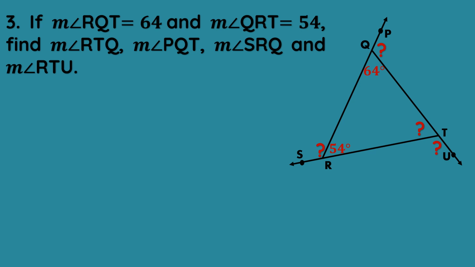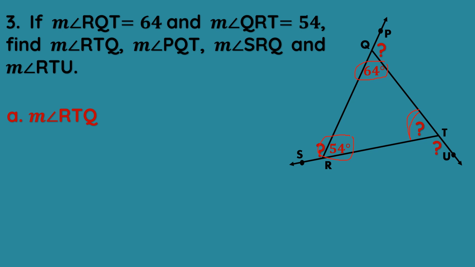We now solve for the measure of angle RTQ. Angle RTQ is an unknown interior angle wherein the two other interior angles are given, which are 64 degrees and 54 degrees. The triangle angle sum theorem states that in every triangle, the sum of the interior angles is 180 degrees. This theorem would help us to solve for the measure of this unknown interior angle.